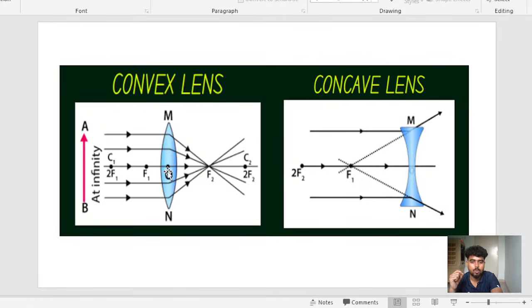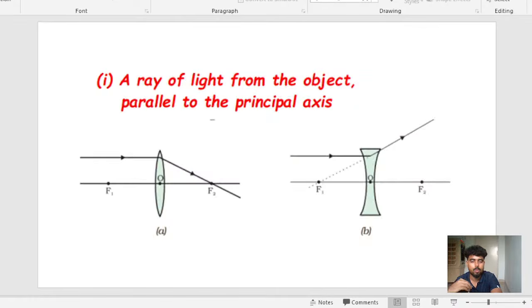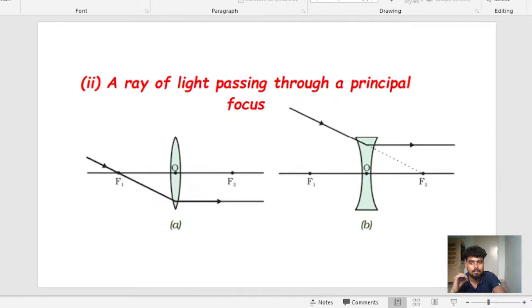So this point is represented as O, this point is F1, and this point is F2. O represents the optic center, F1 and F2 represent the focus, and 2F1 and 2F2 represent the center of curvature of a lens. Now we are moving to the ray diagrams of lens.